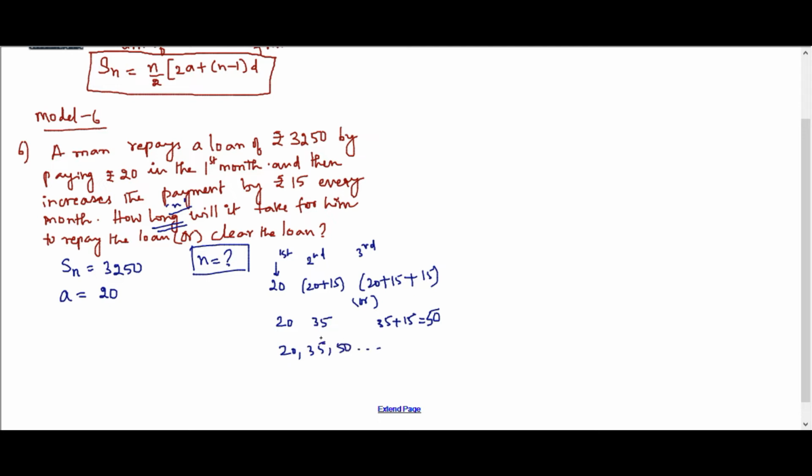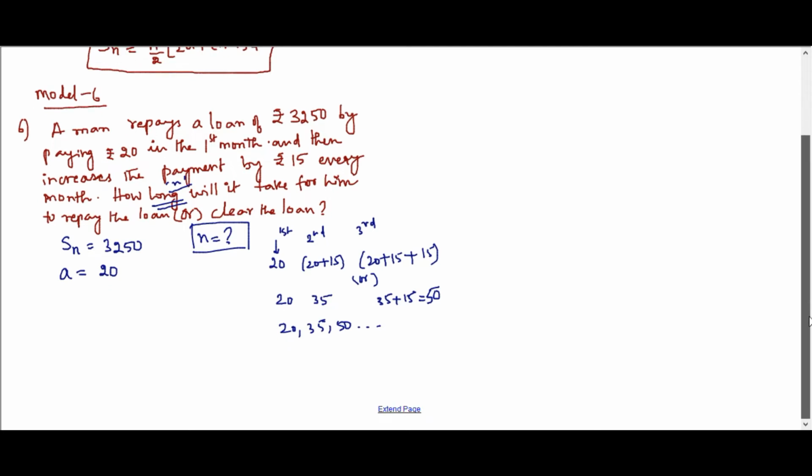Can you understand that? It's just a word problem, but if you convert it into a sequence, it's easier this way. So a is given, d is how much? 15. The difference is 15. Every month he is increasing by rupees 15 while paying back, which means there must be d, the common difference, which is 15 here, and the n value we don't know, of course. Just use the formula Sn equals n by 2 bracket 2a plus n minus 1 into d.